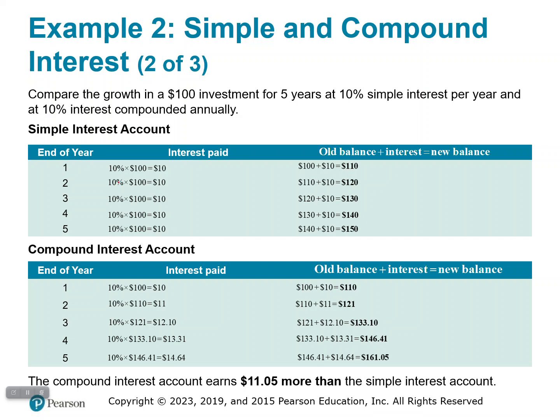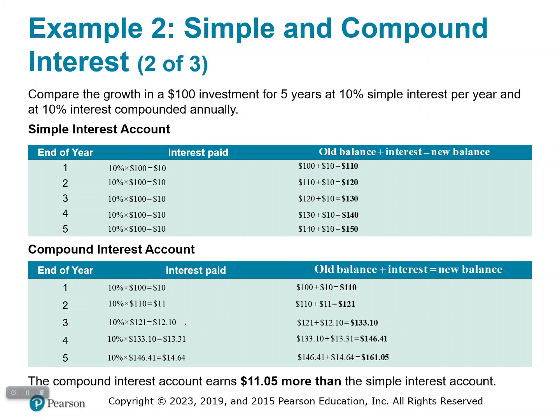Second year, I earn 10% on that $100 that I originally invested, that original principal. So I earn $10. I had 100 plus the 10 from last year. Now I add 10 more to it. I have $120. Each year I add $10. Each year my new balance is exactly $10 higher because $10 is exactly 10% of our principal.